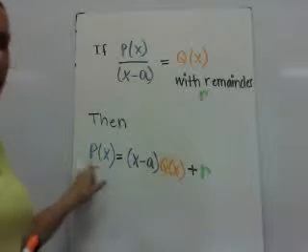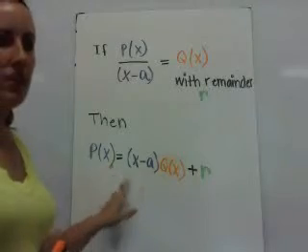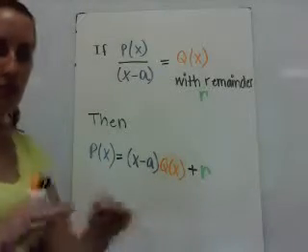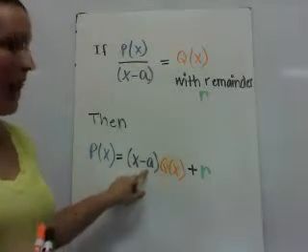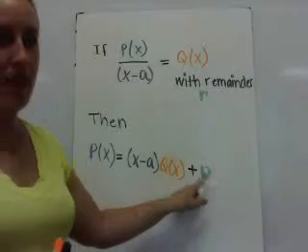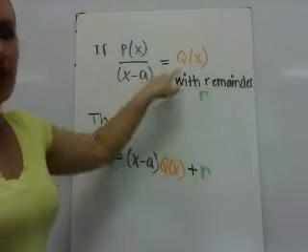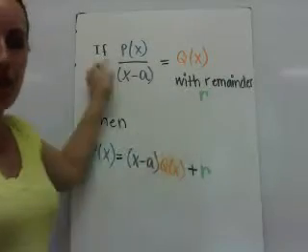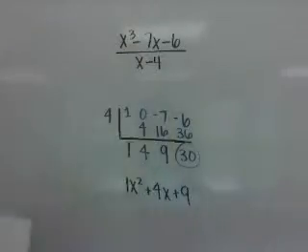So if you want to go back and figure out what the original polynomial was, it's basically just saying that you're going to take whatever you got in your answer, whatever was on the bottom of your synthetic division, times whatever you had on the outside, and then you just add the remainder. When you multiply them together and add r, it's supposed to give you back your original polynomial.